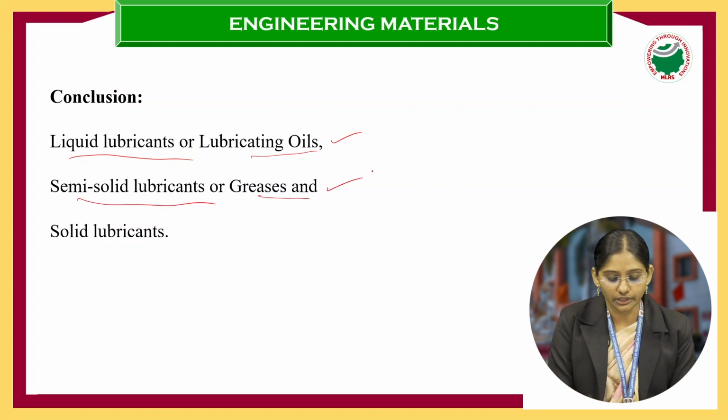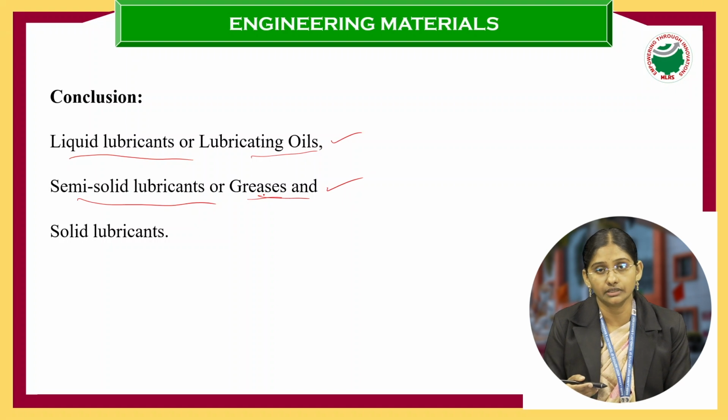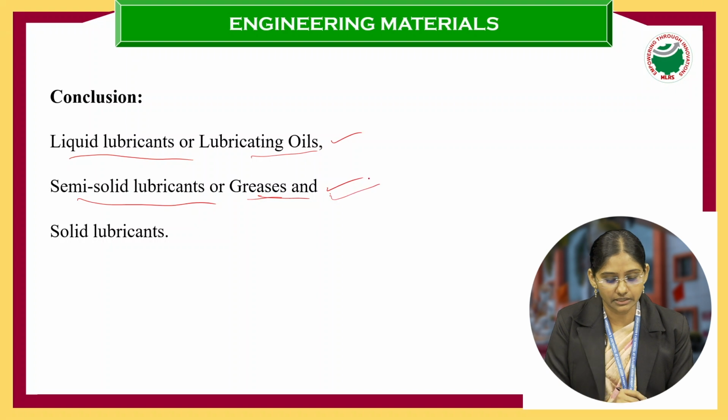And next, the semi-solid lubricant or grease: how grease is obtained, and how it can be prepared by the saponification of fat. We have to add different types of soaps to the oil, which is called saponification. This saponification takes place by a chemical reaction called esterification, in the presence of an alkali. In such a way, these greases are used.